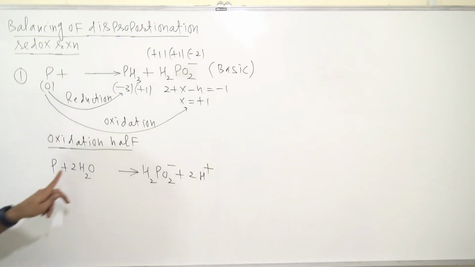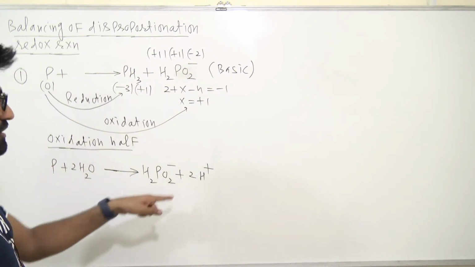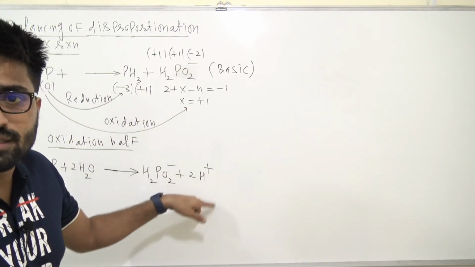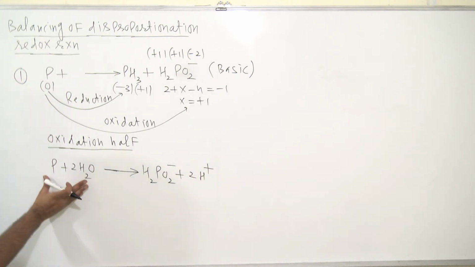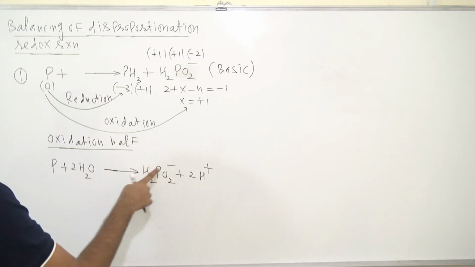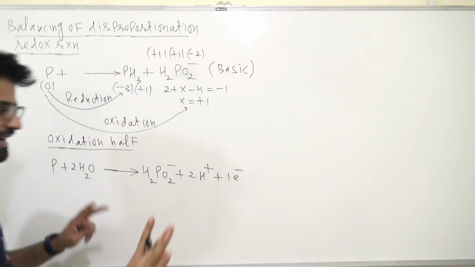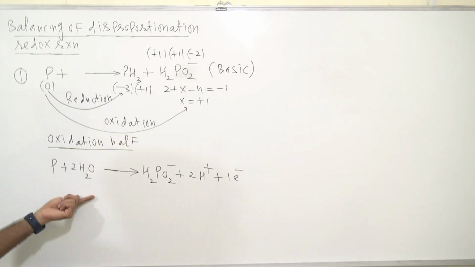Hydrogen is also balanced: 4 hydrogen, 2 oxygen, 1 phosphorus. Now guys, in the end we have to balance charge. Since it is oxidation, I have to add electrons on the product side, right? So what is the charge on the reactant side? 0. What is the charge on the product side? That would be 2 minus 1, that is plus 1. So I need to add 1 electron. I hope that is crystal clear to everyone. This is your oxidation half.